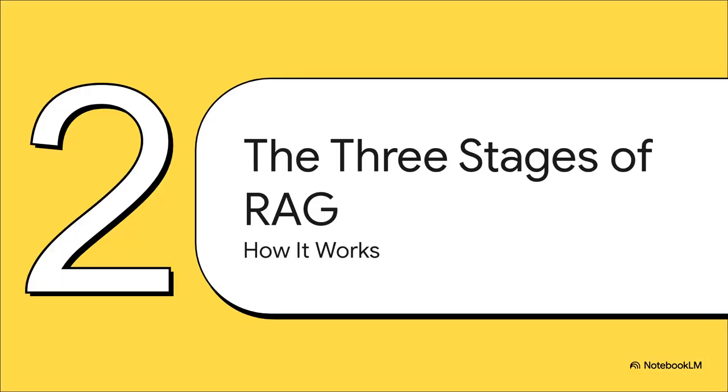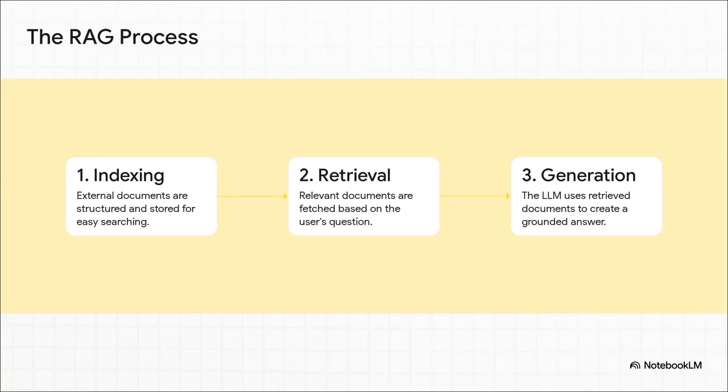Okay, so how does this bridge actually work under the hood? At its core, RAG follows a really simple but super powerful three-stage process. Let's break it down. First up, you've got indexing. This is the prep work. You take your external documents, let's say a bunch of PDF reports, and you get them ready. You break them down and store them in a special database so they can be searched really efficiently.